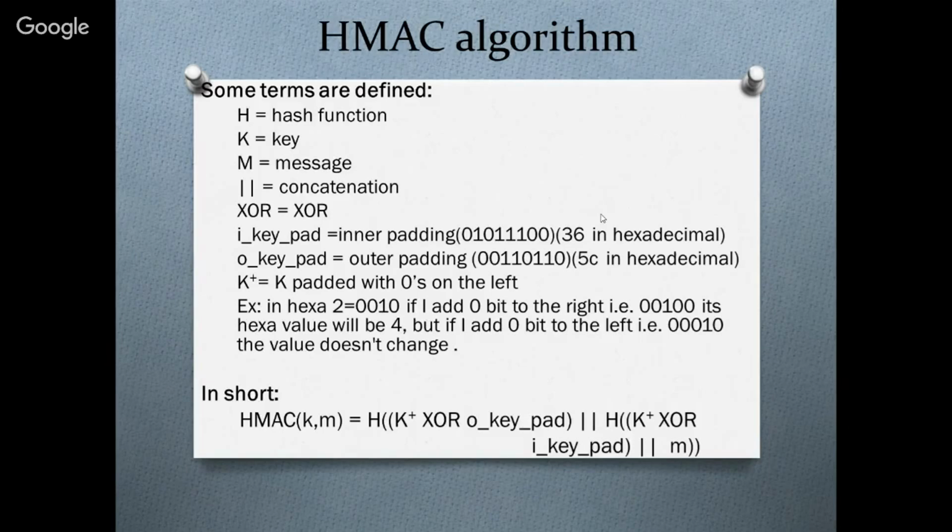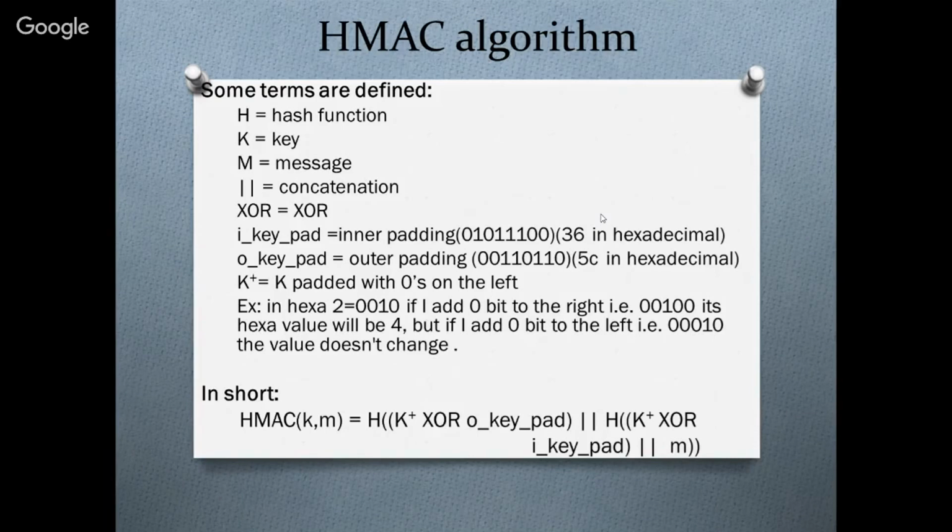M stands for the original message, and there is the concatenation operation and the XOR operation. I key pad is an inner padding, which has a constant value of 36 in hexadecimal. And O key pad is an outer padding, represented as 5C in hexadecimal. These two are constant values used for calculating the XOR operation. And there is a new key value called K plus, which is the key padded with zeros on the left side.